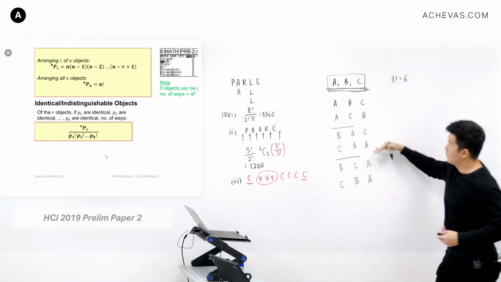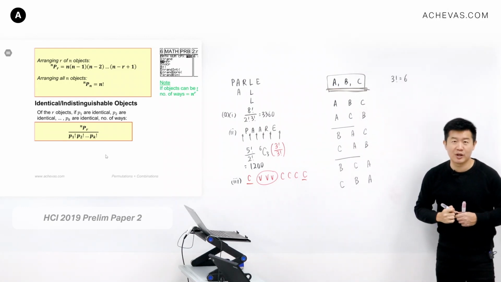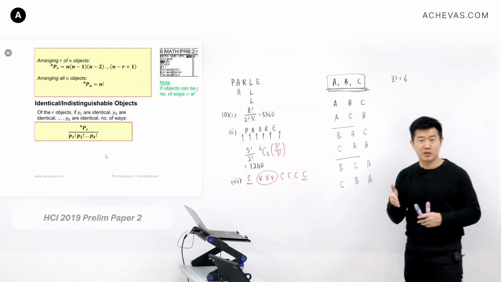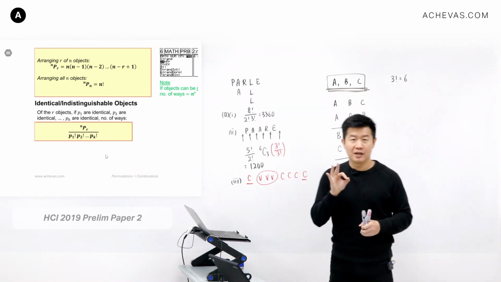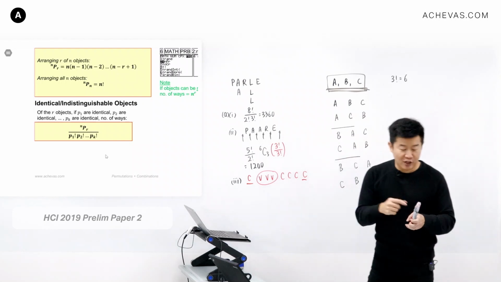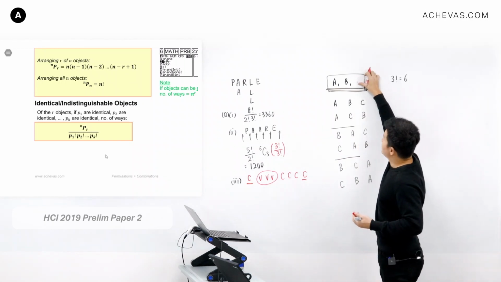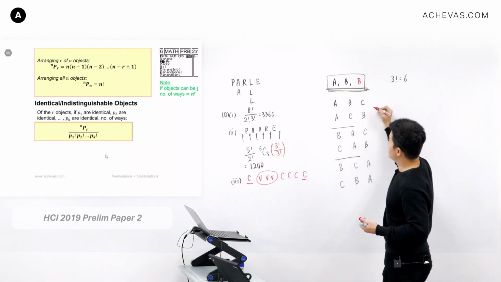We have 1, 2, 3, 4, 5, 6. We have 6 different ways to arrange A, B, C. It's synchronized to our permutation calculation, and that is correct. And when it comes to identical objects, things change. For example, this C here becomes a B.